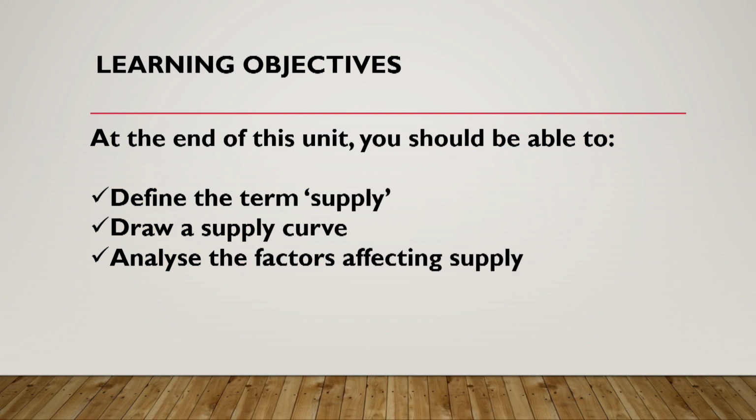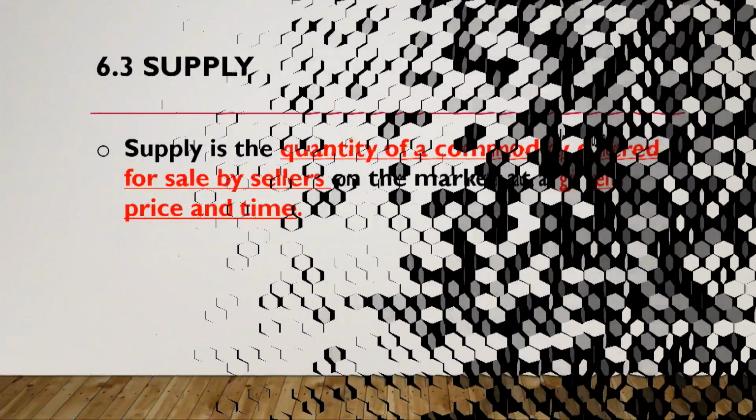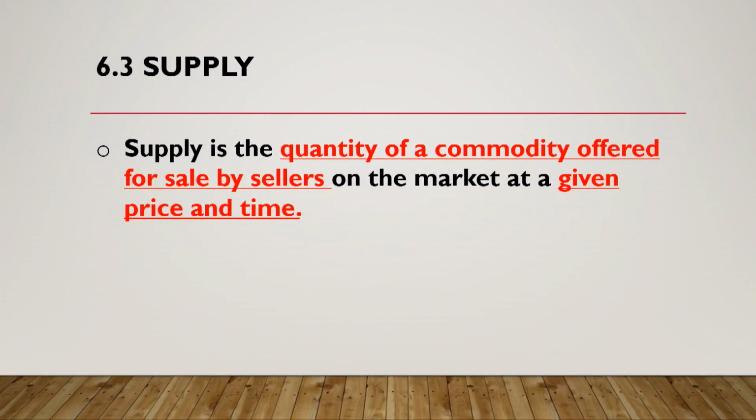Learning objectives. At the end of this unit, you should be able to define the term supply, draw a supply curve, and analyze the factors affecting supply. What is supply? Supply is the quantity of a commodity offered for sale by sellers on the market at a given price and time.